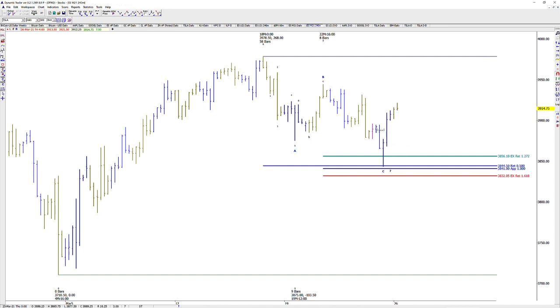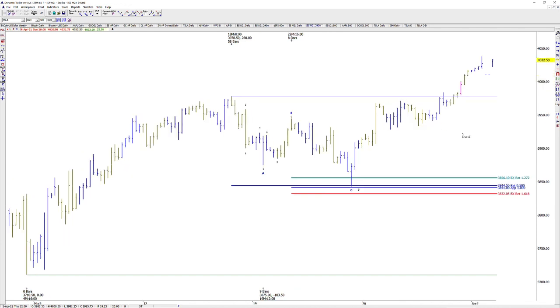And because we traded above this little swing high, that's an immediate go long setup for a probable continuation of the trend to a new high. And indeed, the ES continued to a new high. So, an A, B, C correction.